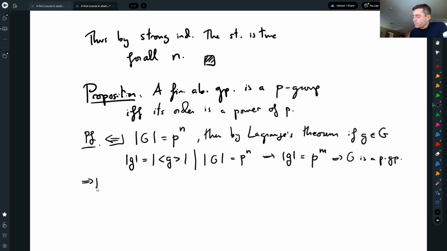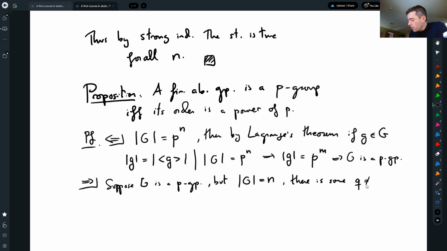In the opposite direction, suppose that G is a P group, and we are trying to prove that the order is a power of P. So for a contradiction, suppose that the order of G is N, and there is some prime Q, not P, that divides N. If there is some other prime that divides N, our lemma implies that there is an element in G of order Q, which is not P, and that is a contradiction because G is a P group.